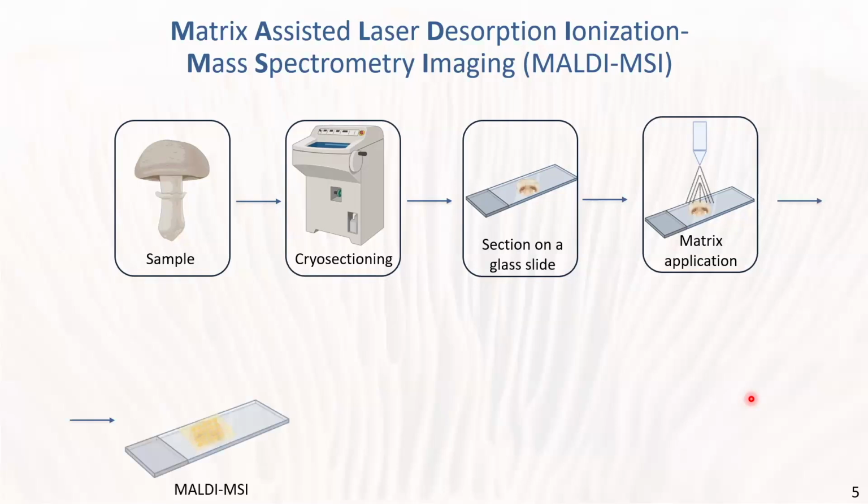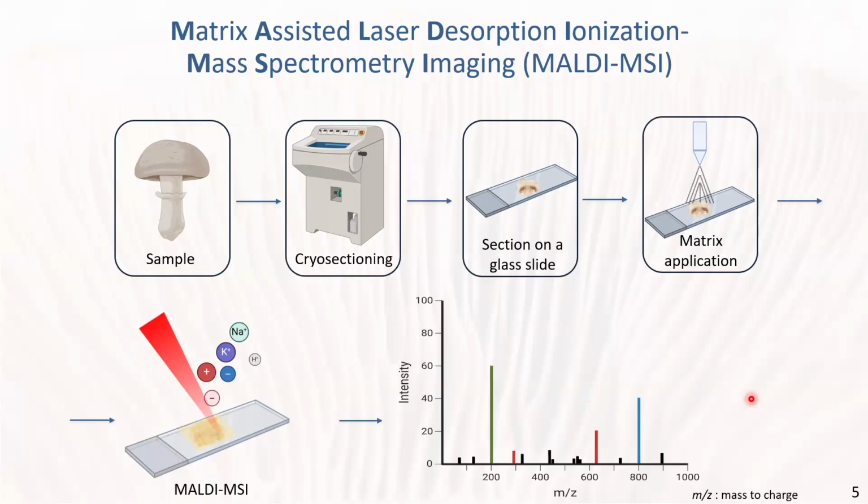And what matrix does is it co-crystallizes with the analytes of the sample and helps in ionization of those molecules or analytes of our interest. And it helps in absorbing the laser. And why I'm talking about laser is when the sample is introduced into the mass spectrometer, the laser shoots on the sample pixel by pixel, generating ions which go into the mass spectrometer. And from each pixel, you get a mass spectrum. And in the end, the mass spectra from all the pixels are combined.